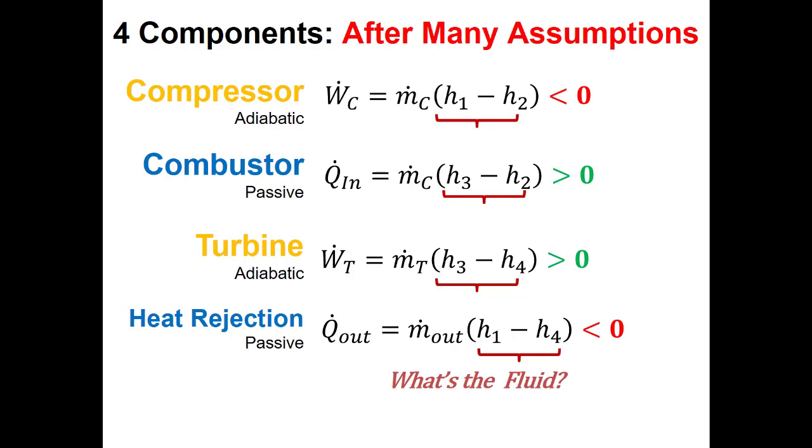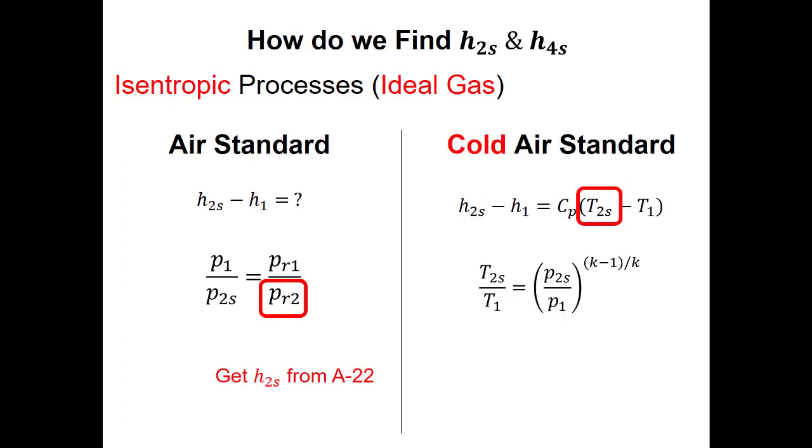Then we're at the point where we have to ask, what's the fluid? Because now we have a symbolic solution and we're trying to find expressions for delta H. It turns out that it can be difficult to solve these states when we're talking about a cycle that uses ideal gases as a working fluid. My advice to you is always going to be look for the processes that are isentropic. Because if you have an isentropic process with an ideal gas, there are special equations you can use.